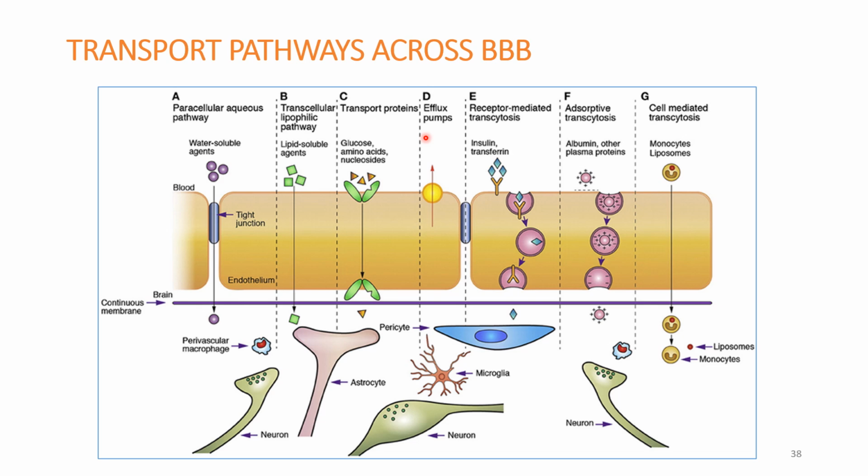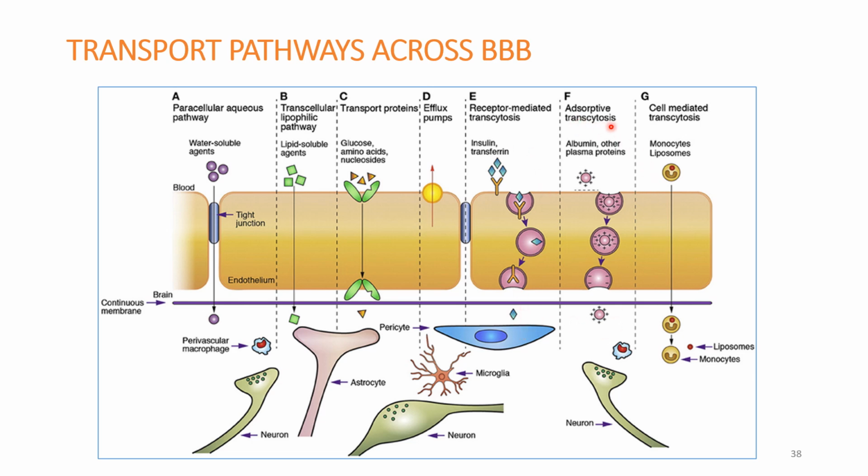Next, transport of proteins with the help of a carrier. Okay, facilitated transport. Glucose, amino acids, nucleosides will use this transport. And some pumps will be there, efflux pumps. These will throw out some material into the blood. Next type of transport is receptor mediated transcytosis. Like insulin and transferrin, they will use receptor mediated transcytosis. This entire receptor, okay, will be transported along with the molecule and the molecule will be released here.